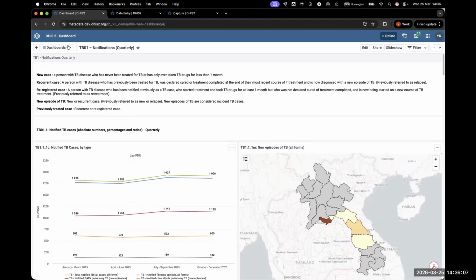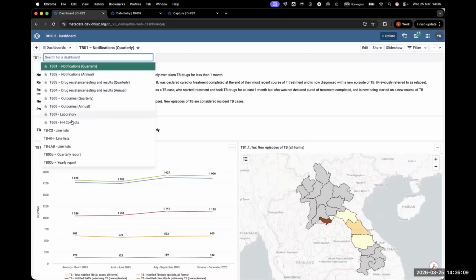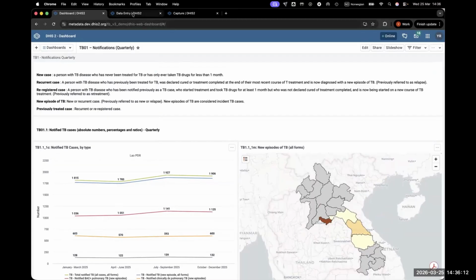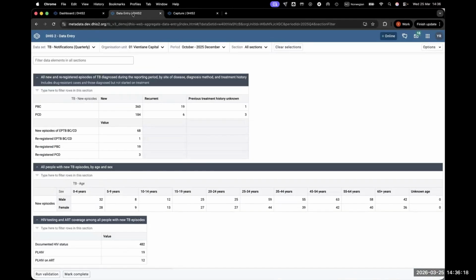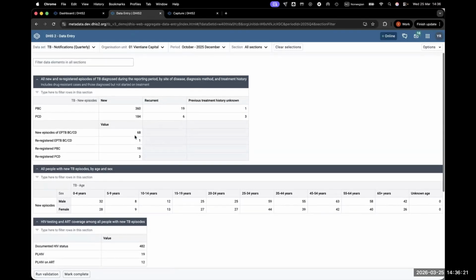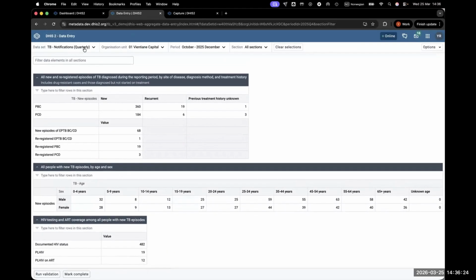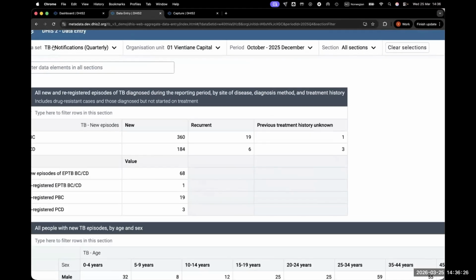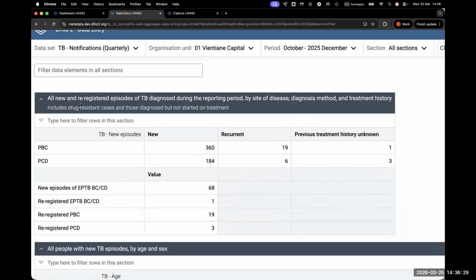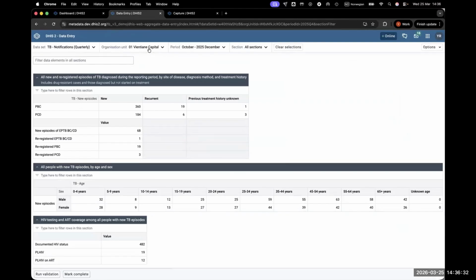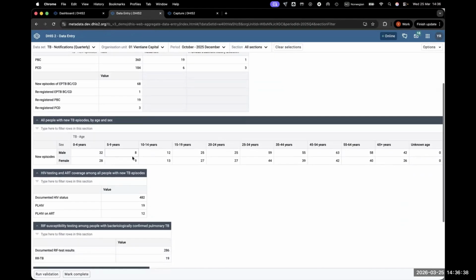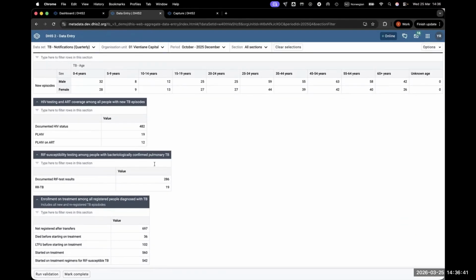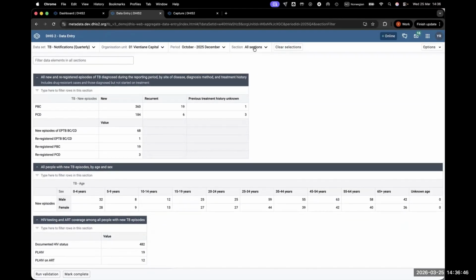Now, how does that data get into the platform? For those implementations that enter data from paper registries, there are the aggregate data reporting data sets, which you can see here on the screen. So, for example, for the quarterly notifications in a specific facility or region and a specific period, we have structured sections where data can be entered, and that data will then later be aggregated to those dashboards that you have just seen.